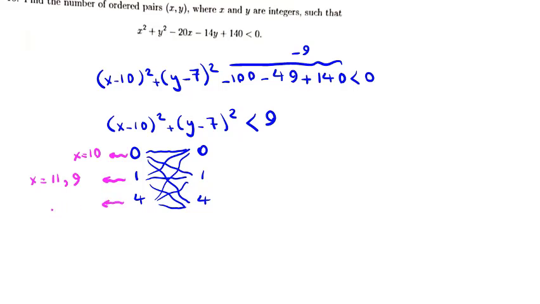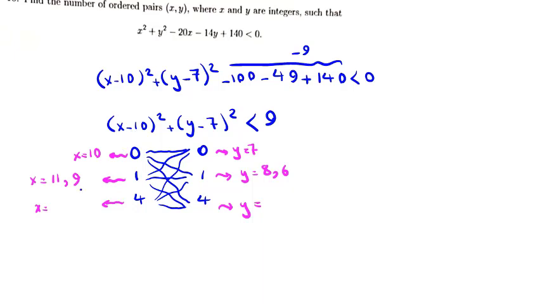For this one, x minus 10 is 4 or negative 4. It will be 10 plus 4, 14, or 10 minus 4, 6. For this one, y is 7. For this one, y is 7 plus minus 1, which is 8 or 6. For this case, y is 7 plus minus 4, so it will be 11 or 3.